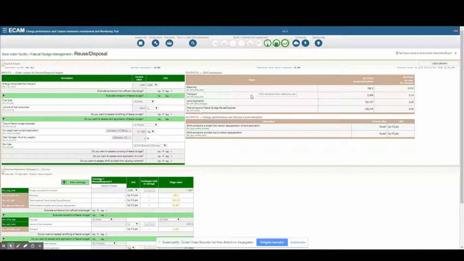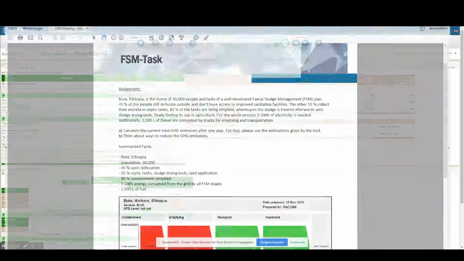Let's go to reuse and disposal, where we also have set the estimated values given by the program, as you can see. And also here we can see the total emissions, it's about 100,000. So all the values are set.